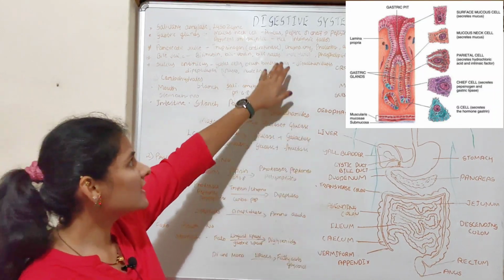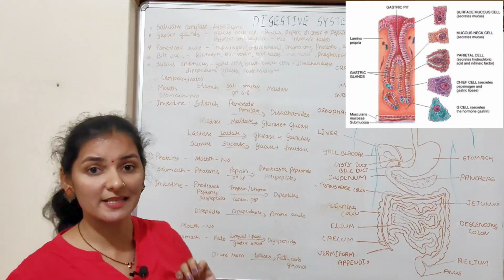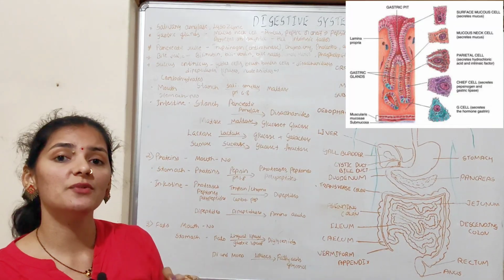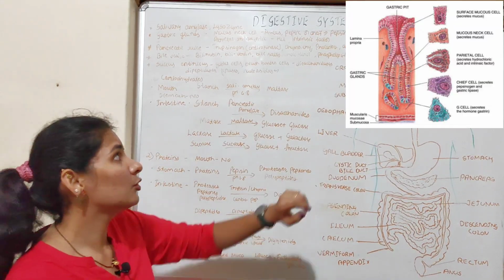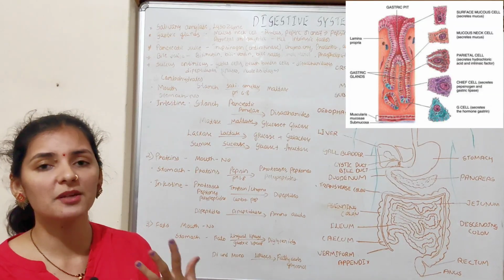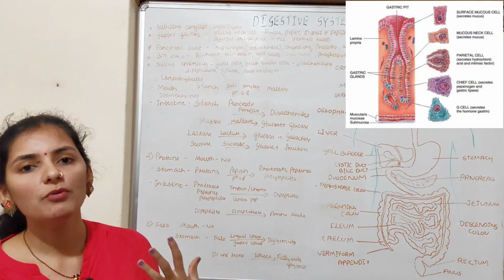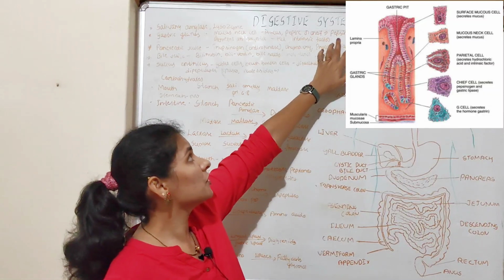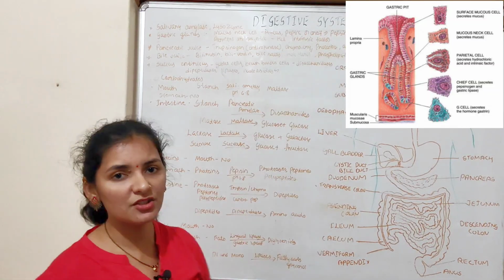One more type of cell is the peptic cell or the chief cell. These peptic cells or chief cells produce an enzyme known as pepsinogen. So pepsinogen is in the inactive form. It's a proenzyme which is inactive. So pepsinogen is produced by peptic cells or the chief cells.